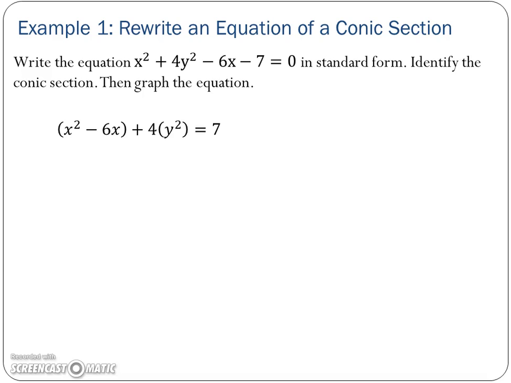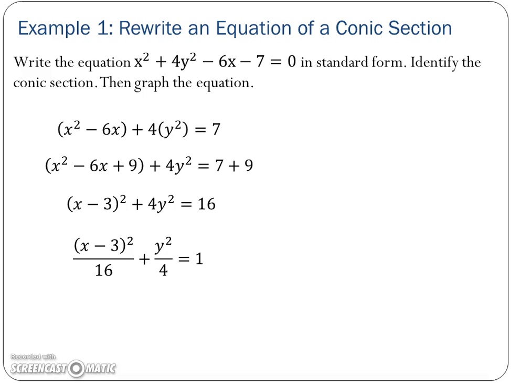We are going to complete the square. Negative 6 divided by 2 is negative 3. Squared is 9. We're going to add 9 to both sides of the equation. Y squared is already completed; it's fine as it is. The perfect square trinomial here is x minus 3, quantity squared, plus 4y squared equals 16. Since it is a hyperbola or ellipse, we're going to divide by 16 to get it equal to 1. So we get the quantity x minus 3 squared over 16 plus 4 over 16, which is 1/4, y squared equal to 1. So it is an ellipse.